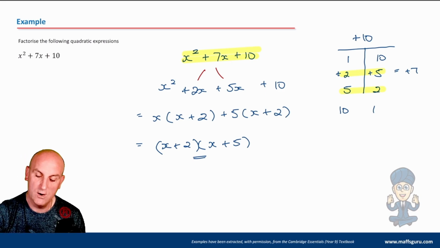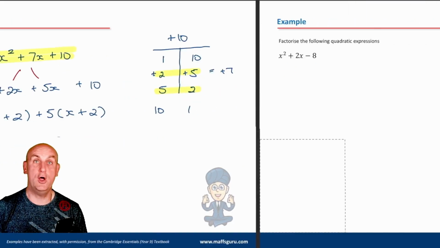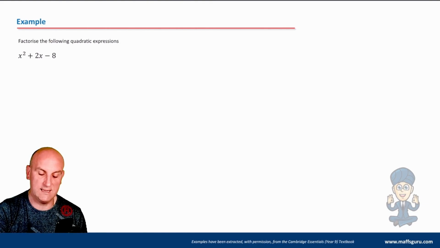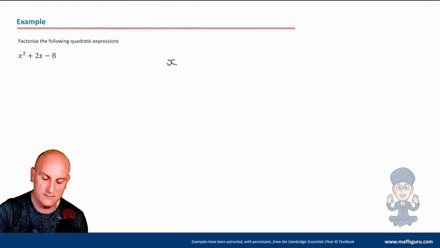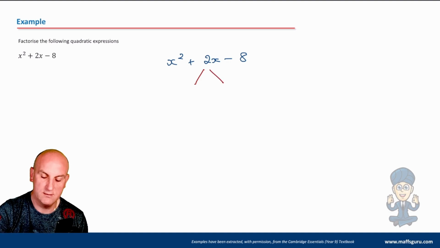Now, in that situation, what I would then have done is I would have used the plus 2 and plus 5, written it in here, and I would have had no trial and error. So let's try that one again. Okay, so what have we got? We've got x squared plus 2x minus 8. So we've got to split this plus 2x up, haven't we?